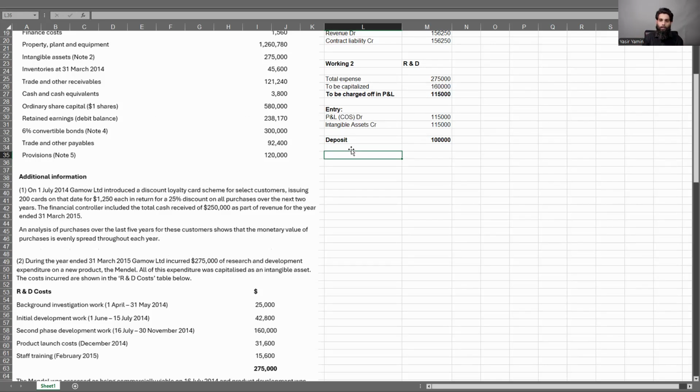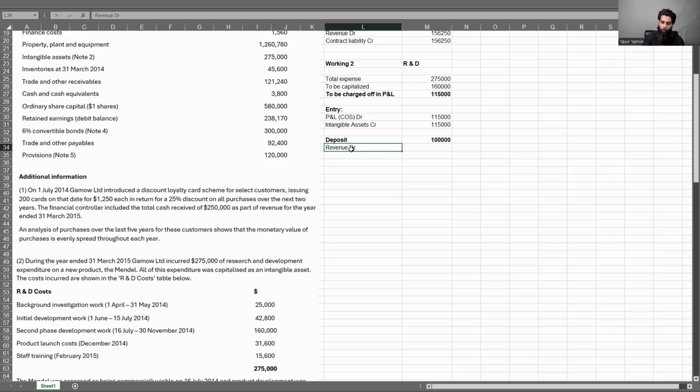No, these are just advanced bookings. You have not satisfied your performance obligation. You have received 2,000 orders of Mendel, but you haven't supplied one product even yet. So anything of this sort cannot be recognized as revenue, because according to IFRS 15, revenue can only be recognized not when you have received an order, but when you have satisfied your performance obligation. In this case, we have only received an advanced order, and up till the year end, we have not supplied any of the product, and therefore no revenue can be recognized.